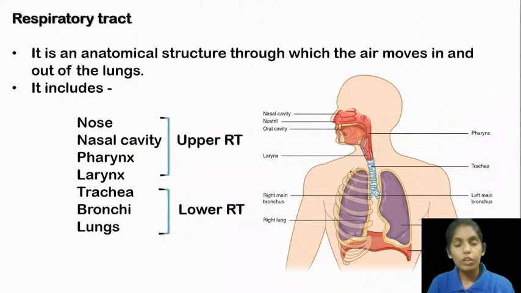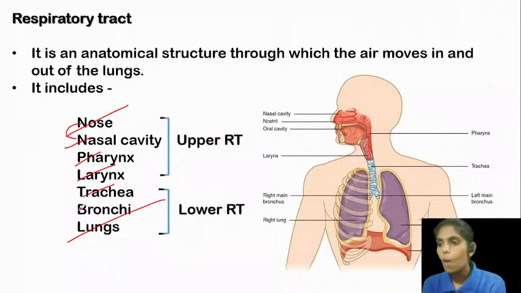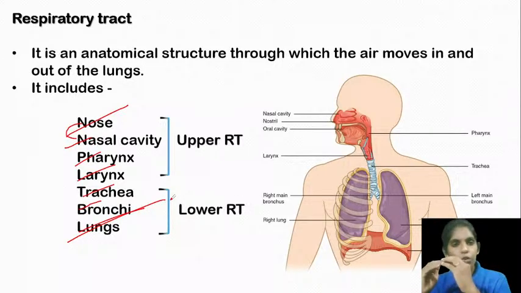Now let us come to the respiratory tract. So, what is the respiratory tract? It is the pathway through which the air will pass to inside and outside of the lungs. Let us know the different parts of the respiratory tract. It starts from the nose and ends at the lungs: the nose, the nasal cavity, the pharynx, the larynx, trachea, bronchi, and the lungs. Now, from the nose to the larynx, it is known as the upper respiratory tract, and from the trachea to the lungs, it is known as the lower respiratory tract.